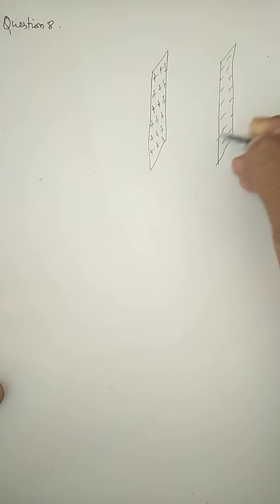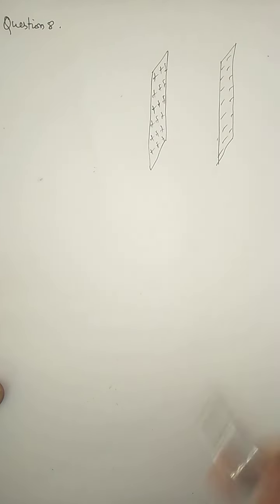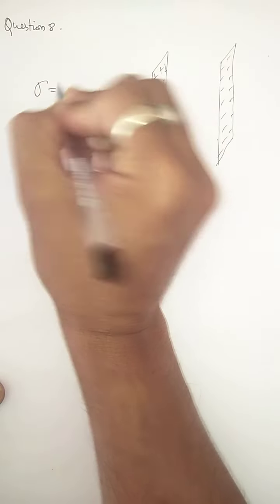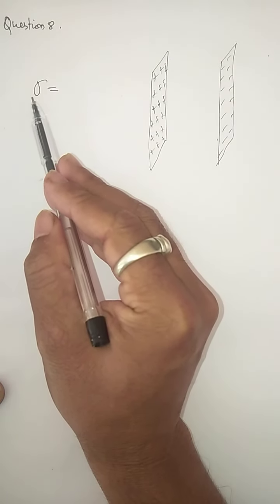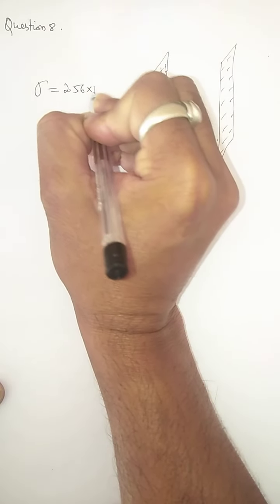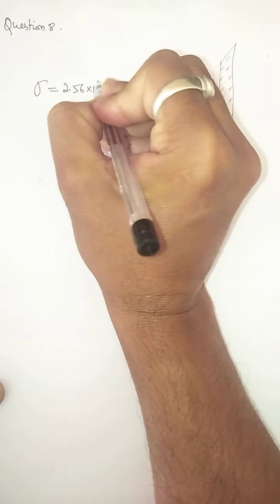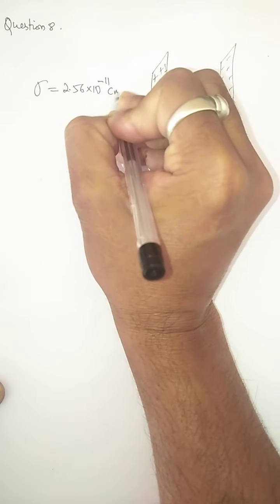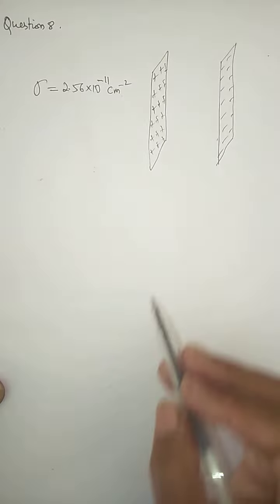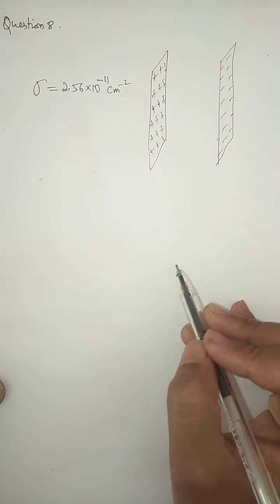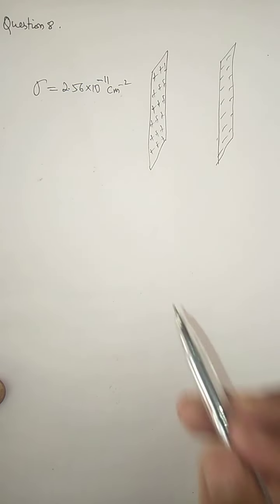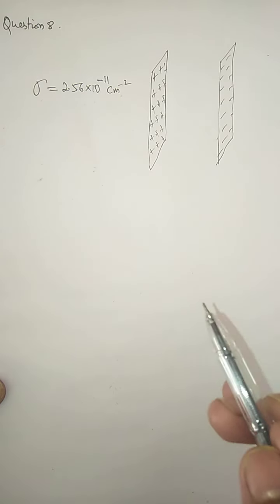And this is actually the case you have learned of a parallel plate capacitor. The surface charge density is sigma, which is 2.56 into 10 to the power minus 11 coulomb per meter square. This is the surface charge density. The charges are opposite in nature, and they are separated by a certain distance. So what you need to find out is the electric field between these sheets of charges.